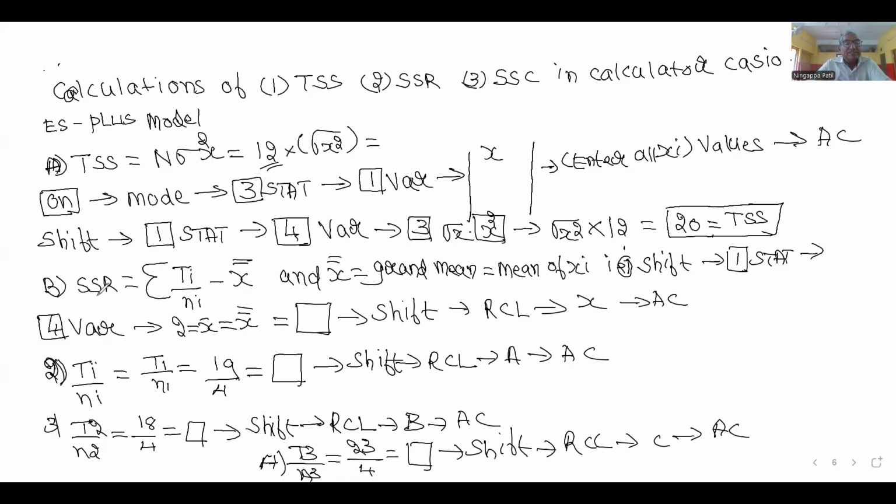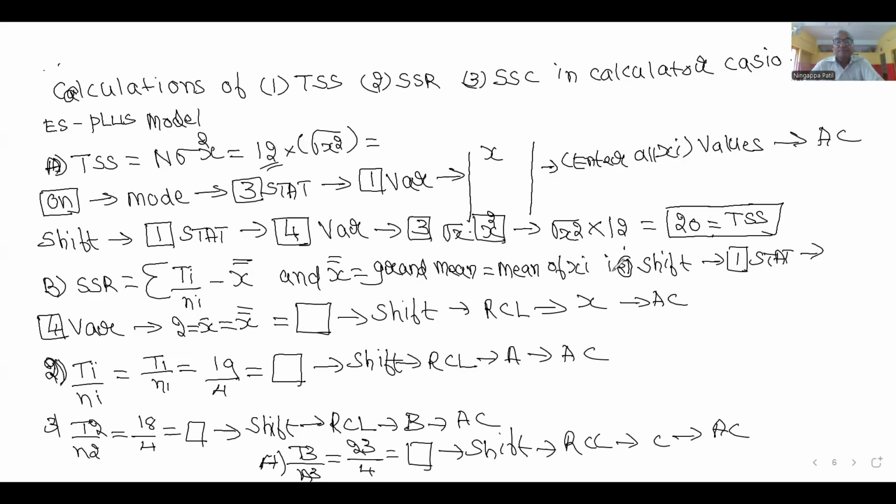And you enter this value in the table, the Anova table. And then next, I calculate the SSR value, dear students. SSR value equals sum of Ti upon Ni minus X bar, X double bar. X double bar means grand mean. This is the mean of xi values. Then look here, already you entered the x values in the calculator. You have to calculate the x bar. Already they are there in the memory of the calculator.